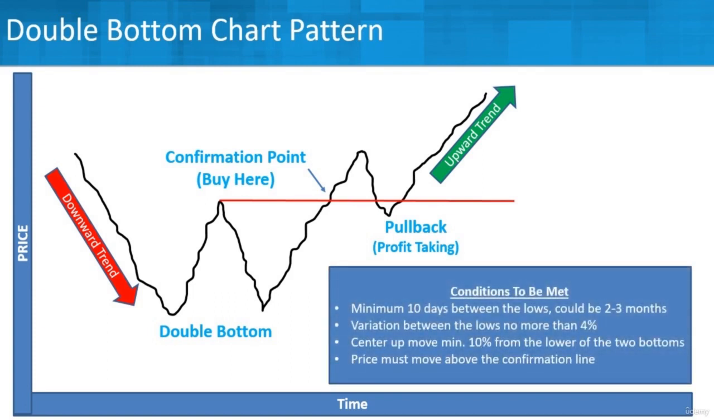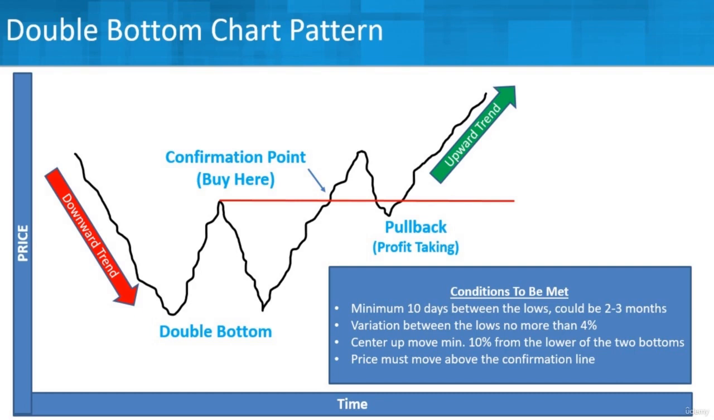For a double bottom, there are some generally accepted conditions to be met. Typically you're looking for a minimum of 10 days between the lows. Now it could be months, so this is a longer type of chart pattern. I suppose you could trade it over shorter periods, but traditionally you're looking at days, so it's day trading over days. A minimum of 10 days between the lows, so between those two bottoms. And it could be months if you're looking at longer patterns.